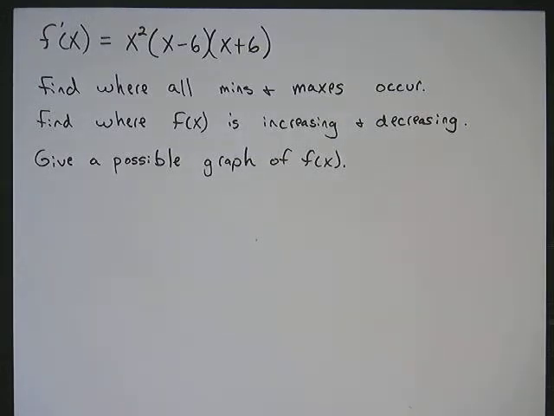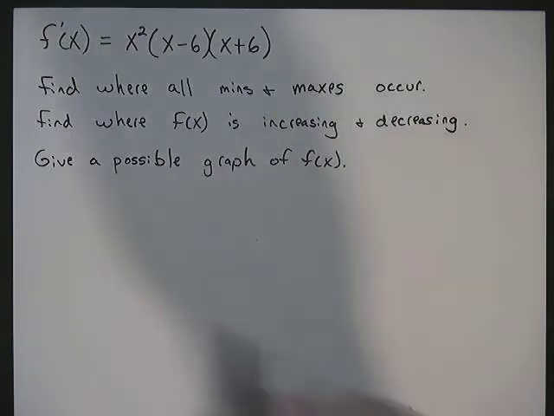In this problem, we're given f prime of x is equal to x squared times (x minus 6) times (x plus 6). And we're asked to find where all mins and maxes occur, find where f of x is increasing and decreasing, and then give a possible graph for f of x.